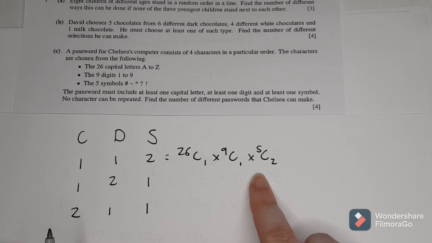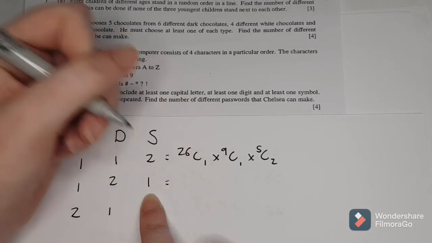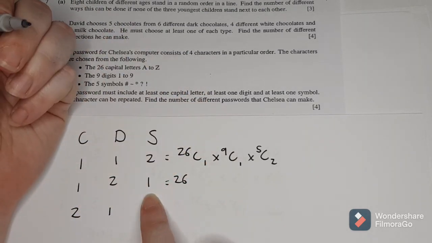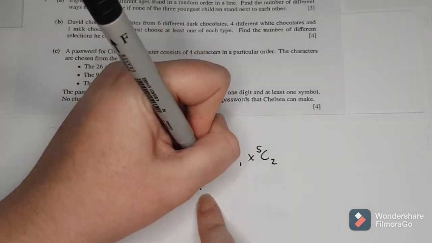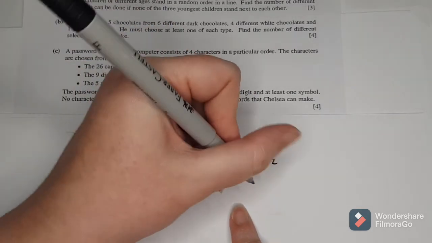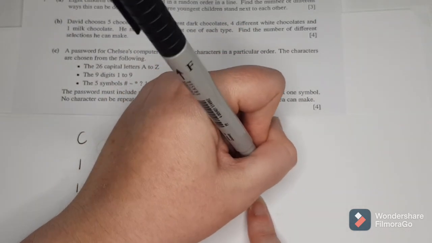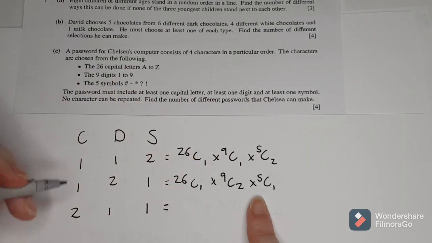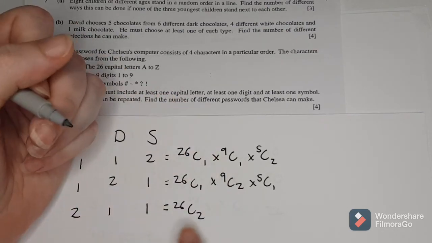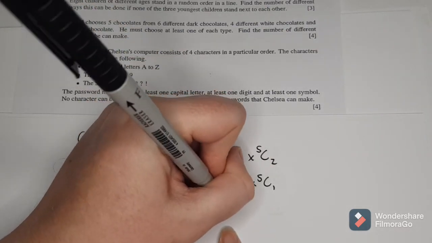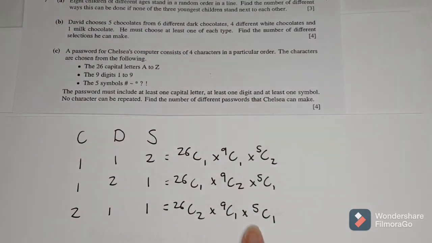Then she is going to have one capital letter out of 26, choosing 1. The numbers, out of the 9, she is choosing 2. And out of the symbols, there are 5 and she's choosing 1. And then out of the 26 capital letters, she's choosing 2. Out of the 9 digits, she's choosing 1. And out of the 5 symbols, she is choosing 1.